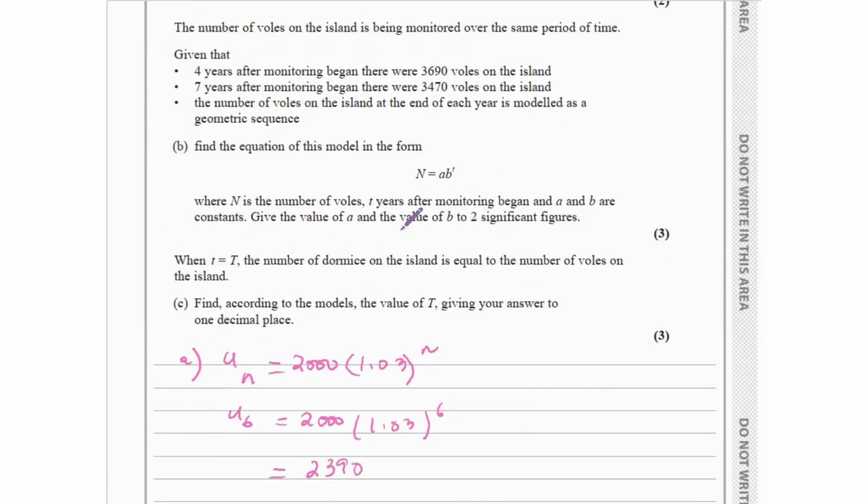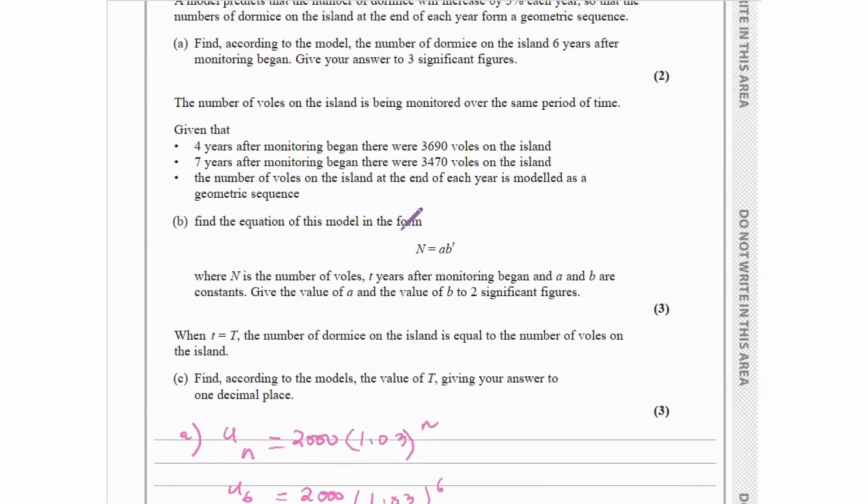Then it says the number of voles on the island is being monitored over the same period of time. Given that 4 years after monitoring began, there were 3,690 voles on the island, and 7 years after monitoring began, there are 3,470 voles on the island. The number of voles at the end of each year is modeled as a geometric sequence. Find the equation of this model in the form n equals a times b to the power of t, where n is the number of voles, t years after monitoring began, and a and b are constants. Give the value of a and the value of b correct to 2 significant figures.